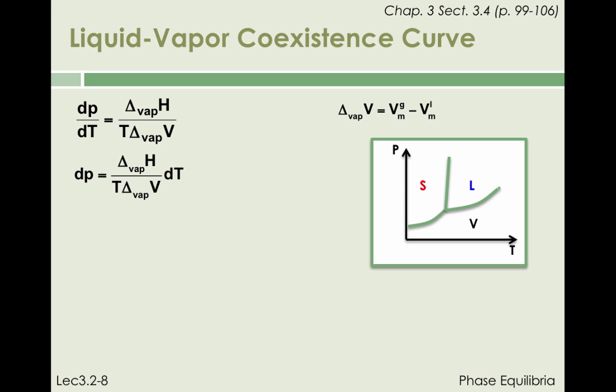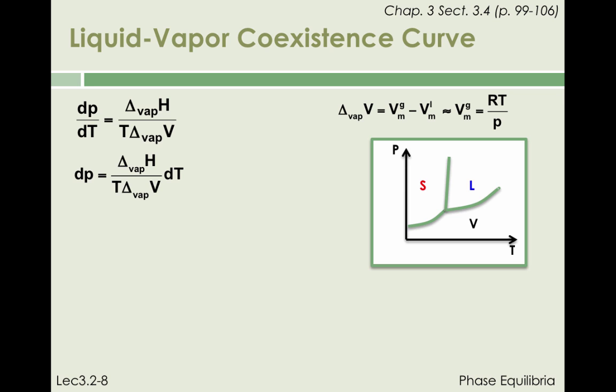Delta vaporization V is equal to Vm,g minus Vm,l, or the difference between the molar volume for the vapor and the molar volume for the liquid. We have already learned that the molar volume of the liquid can be neglected when compared to the molar volume of the vapor phase. So delta vaporization V can be approximated as the molar volume of the vapor phase, which, using the ideal gas law, we can write as RT over P.